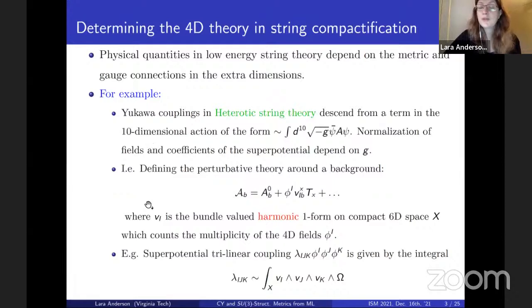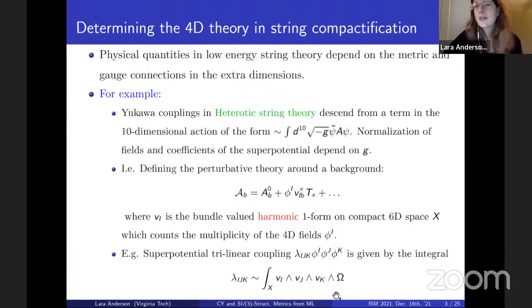If you define a perturbative theory around a background, so you choose gauge field VEVs over your compact six-dimensional manifold and then perturb, these perturbations appear as matter fields in your 4D theory. So the expansion effectively says choose a gauge bundle over your compact space and then fluctuate that connection. The space-time dependent fluctuations are going to be the matter fields, and these are expanded in a basis of harmonic one-forms over your 6D compact space, which are counted by some vector bundle cohomologies, for example. Things like superpotential trilinear couplings are then given as an integral of some harmonic forms over a compact manifold.